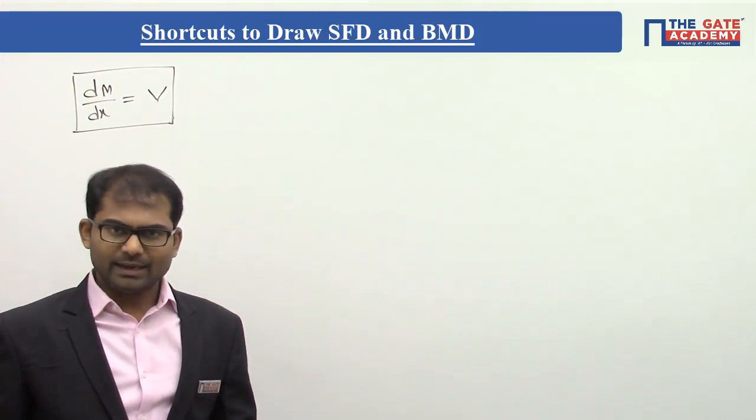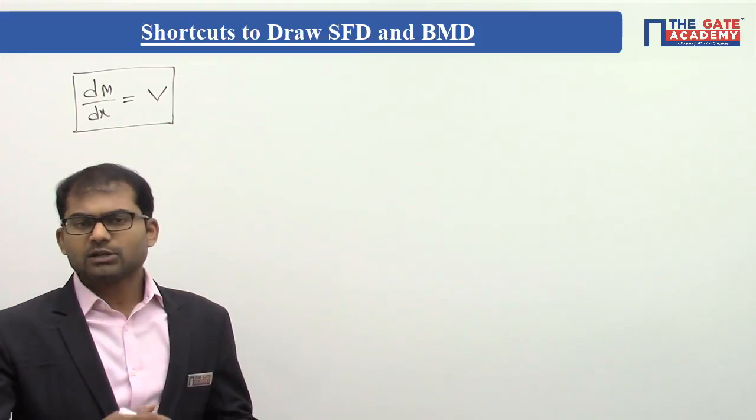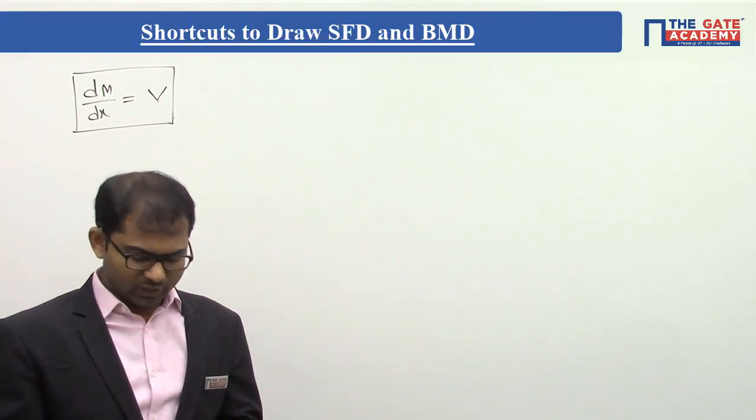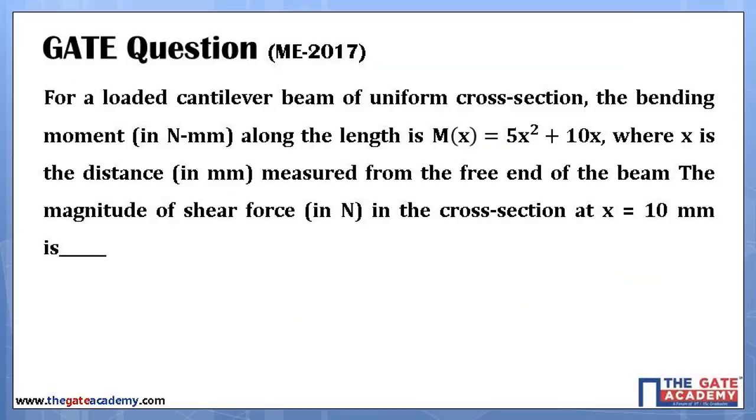Let's see a question and answer that, and let's go with the subsequent shortcuts. See this question on the screen. It's a question from GATE 2017. For a loaded cantilever beam of uniform cross section, the bending moment in Newton millimeters along the length is M of x is equal to 5x square plus 10x, where x is in millimeters measured from the free end of the beam. The magnitude of shear force in the cross section at x is equal to 10 millimeters is.